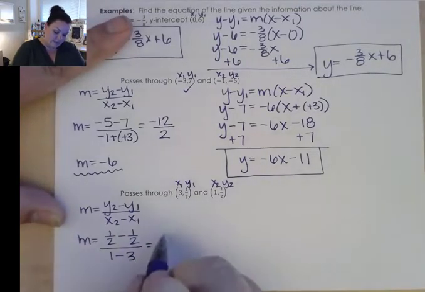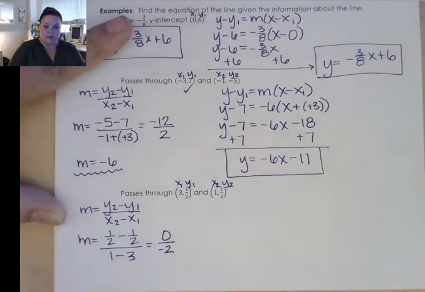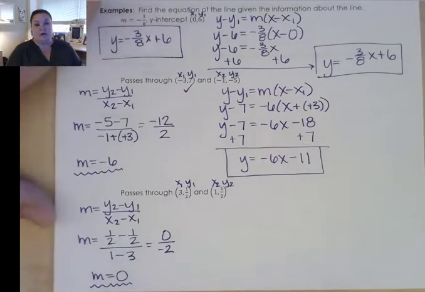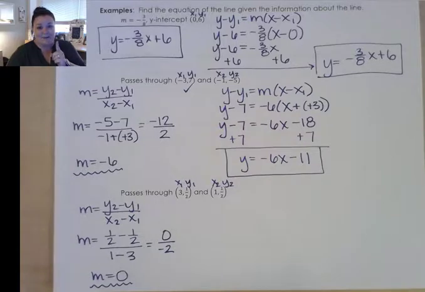So notice what I'm ending up with is 0 over negative 2. So that means my slope is 0. Now only one kind of line has a 0 slope. We talked about this in the last section. Only horizontal lines have a 0 slope. So a horizontal line is a line that goes through a y value.